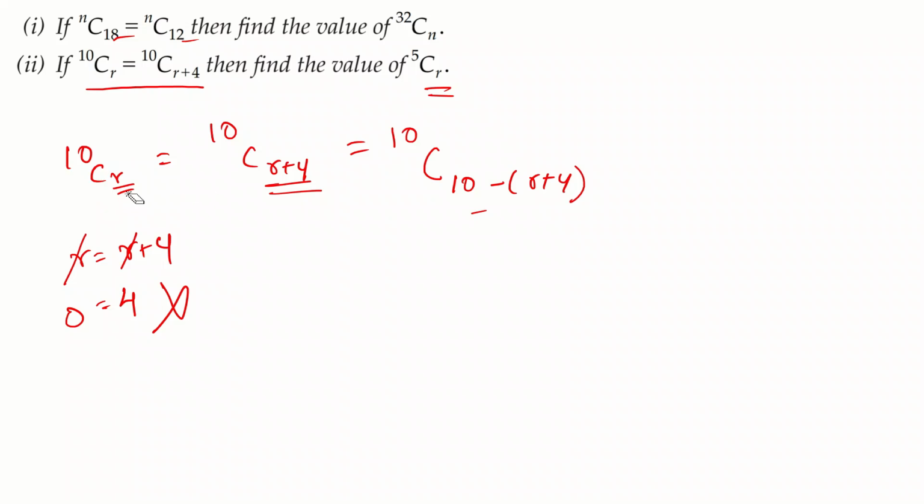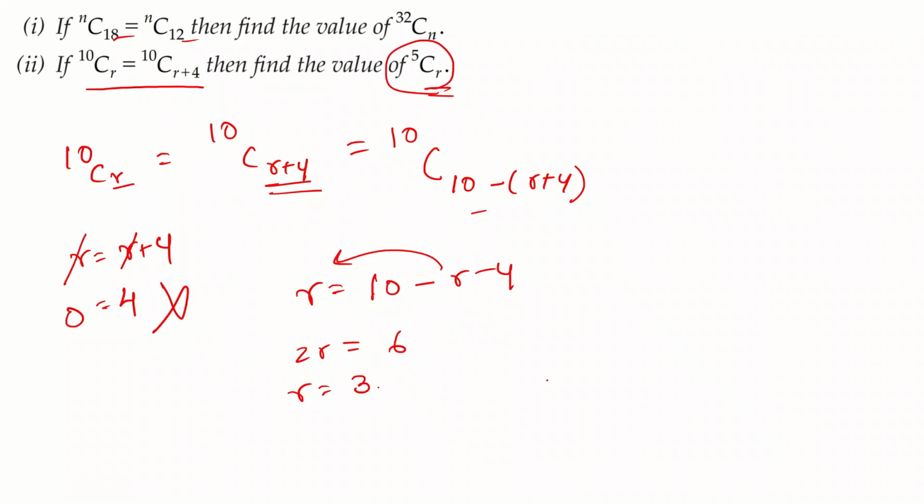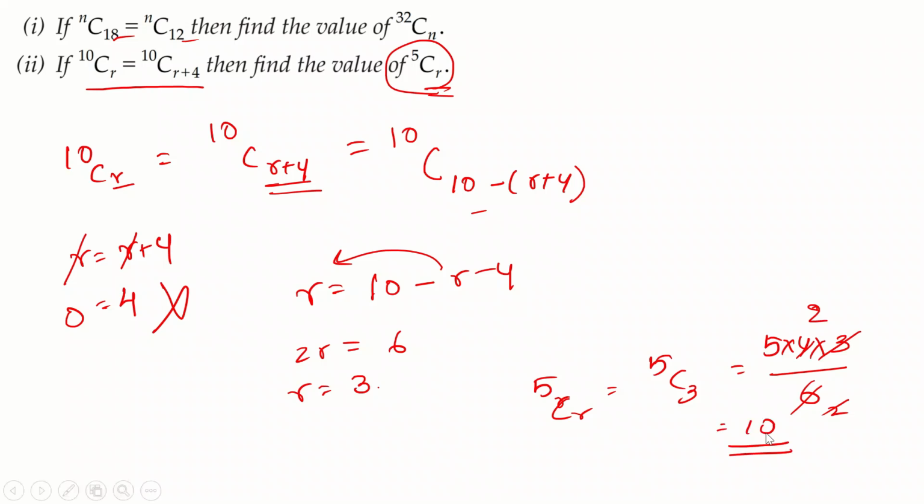Okay, so we equate R with 10 minus (R plus 4), so we get R equal to 10 minus R minus 4. Now R comes over here, so 2R is equal to 10 minus 4, which gives us 6, so R is equal to 3. And then we have to find out 5CR. So 5CR is equal to 5C3, which is 5 times 4 times 3 divided by 3 factorial, which is 6. So the answer is 10. Again we have a similar problem, so you try it out yourself. I leave this to you as an exercise.